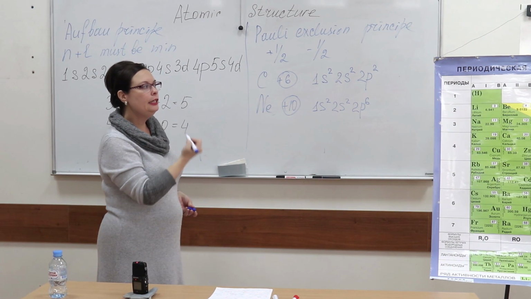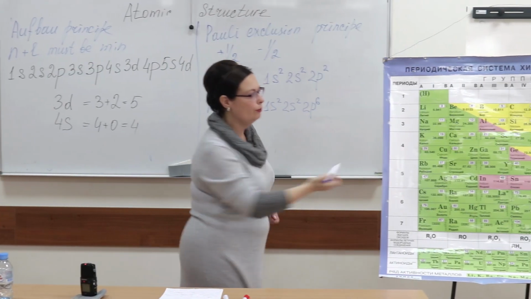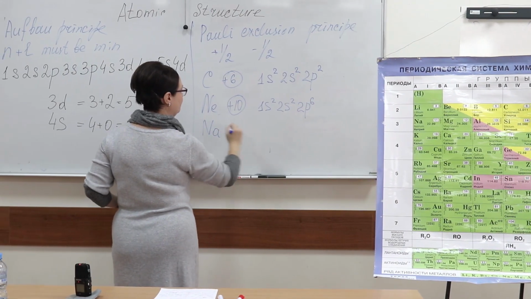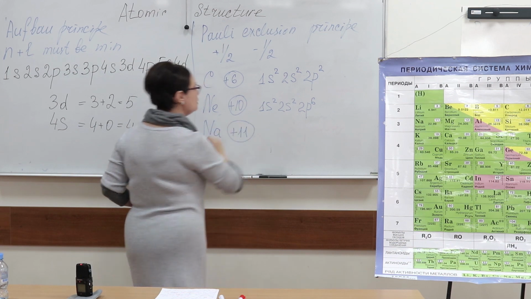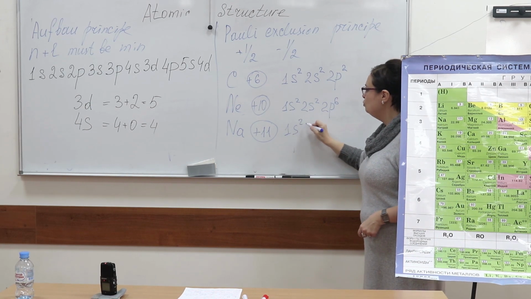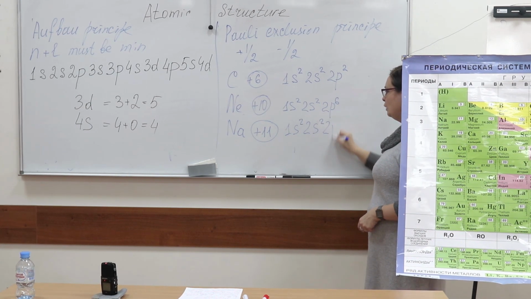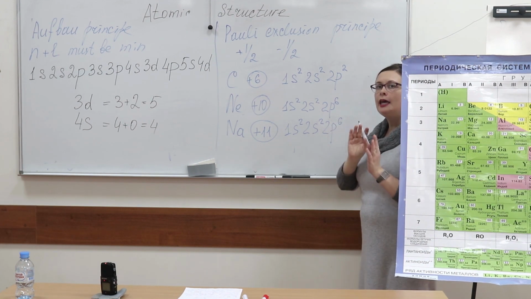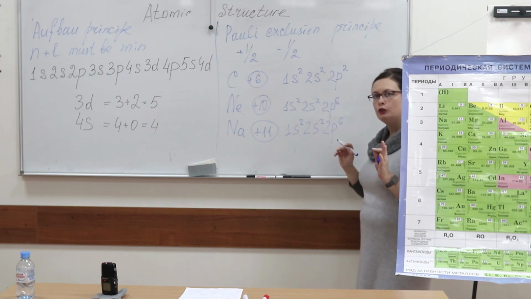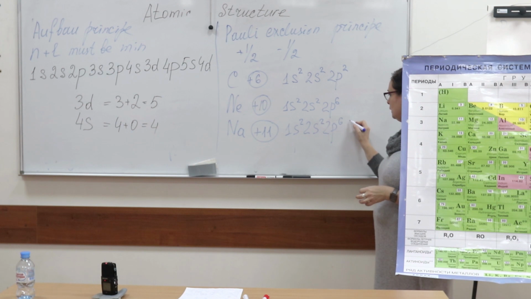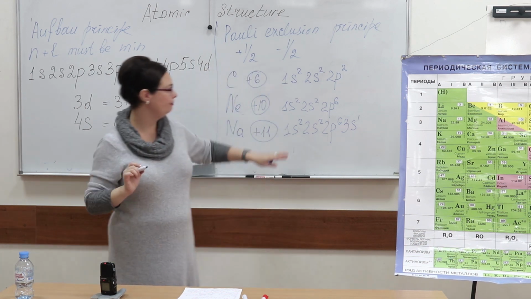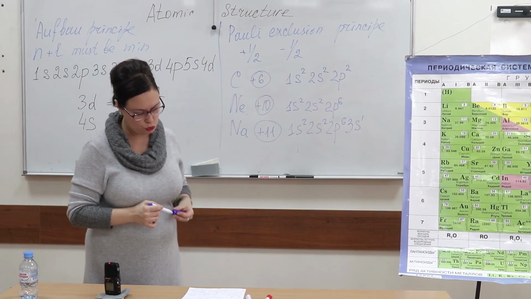If we consider the electronic structure of sodium, number 11, plus 11, it's already clear for you. 1s2, 2s2, 2p6, and we can't fill something else on the second level. The third period, the third level must be filled already. 3s1. 3s1 for sodium.